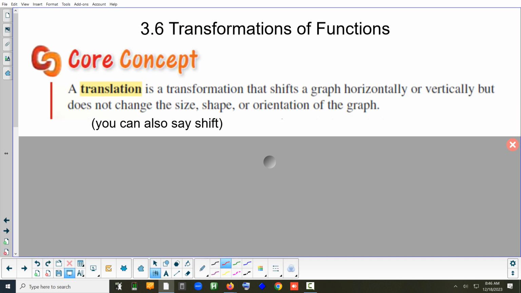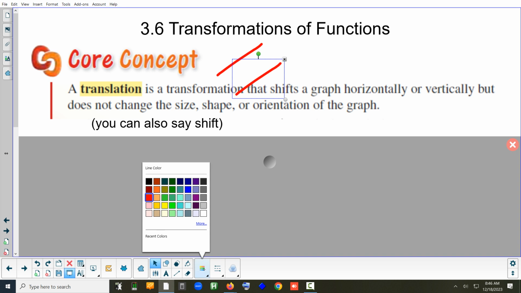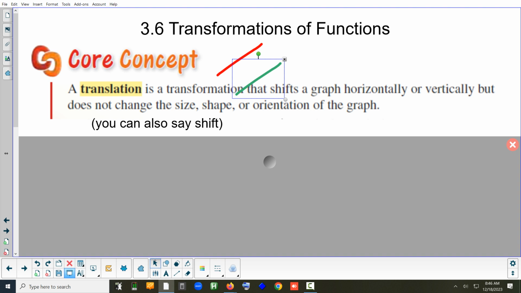All right, so let's say you had that line. And I said to you, I want you to shift it right 1 unit. Well, let me make a copy of it so you can see it. Make it a different color. So if you took that graph and you shifted it right 1 unit, it might look like that. That's an example of a translation.